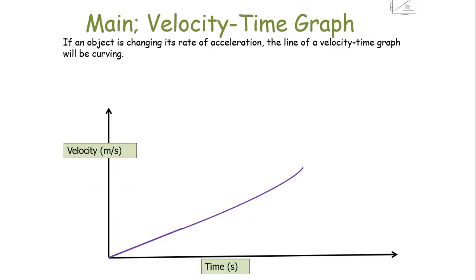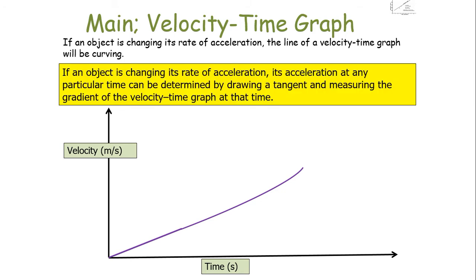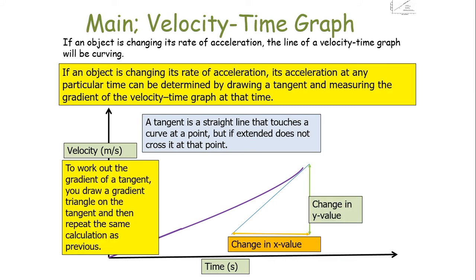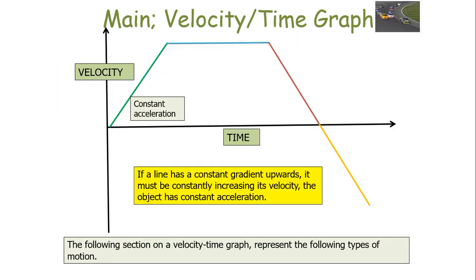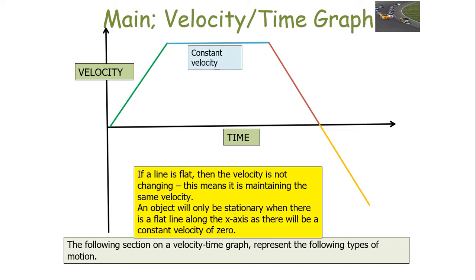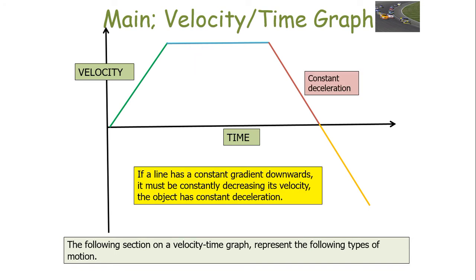Now, if an object is changing its rate of acceleration, the line on the velocity time graph will be curving. Again, you can work out the gradient by drawing a tangent like before and working out the gradient of the tangent. Now, the following sections on the velocity time graph represent the different types of motion. A straight line up means constant acceleration. A flat line means constant velocity. It can only be stationary if that flat line is actually on the x-axis, because then you have a constant velocity of 0. Then you've got a line going down, which is constant deceleration.